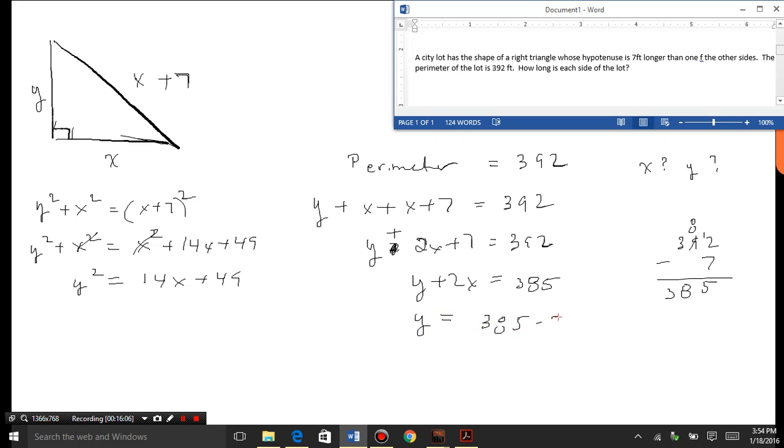y equals 385 minus 2x. Oh my god, that number is huge. 385 minus 2x. And once again, why did I use 392? Because the perimeter is the sum of all the sides. So here we are. That's it. Ugh, this is going to be nasty. Why? Because the number is just huge. That is why.